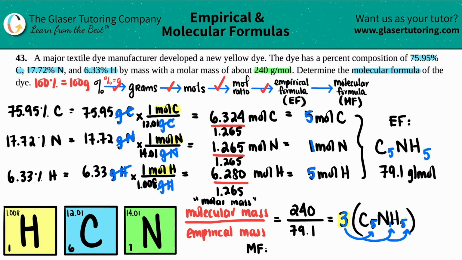Molecular formula, MF. So 3 times 5 is 15. So I now have 15 carbons. 1 times 3 is 3. So I have 3 nitrogens. And then 3 times 5 is 15 again. So H, 15. And that is your final answer. So this textile dye with a yellow color has a molecular formula of C15N3H15.